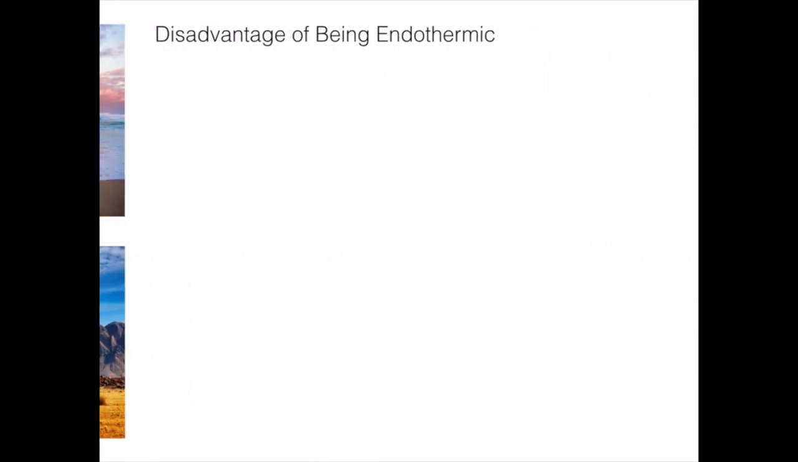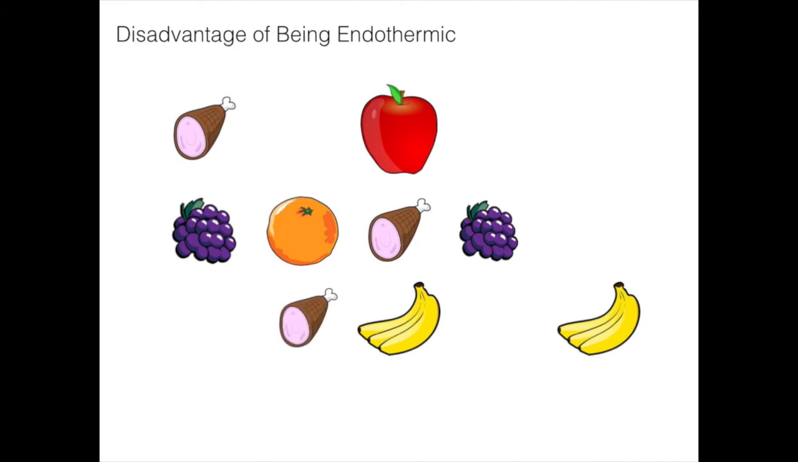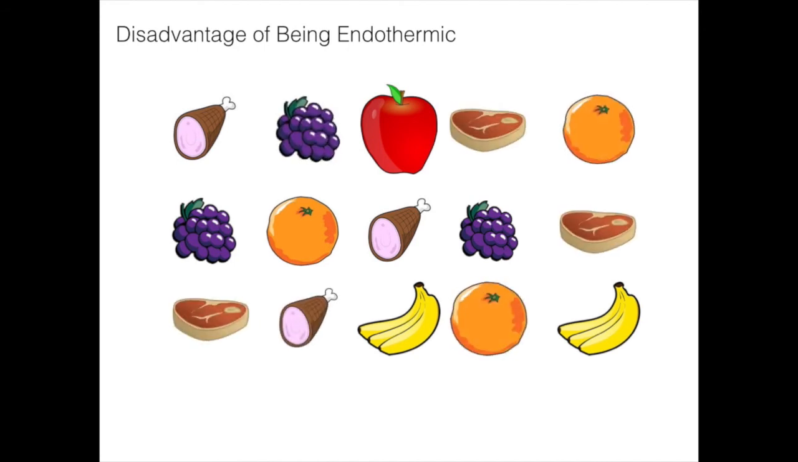Okay, so what are the disadvantages of being endothermic? Well, an endothermic organism has a very high metabolism, so it requires that they eat lots more than an ectothermic would.